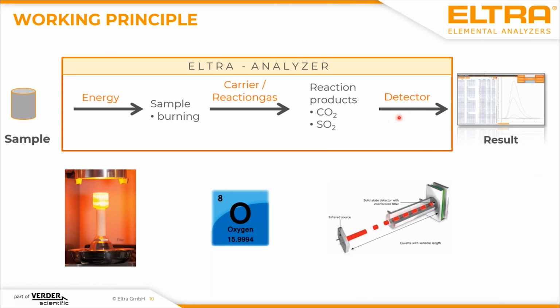SO2 is sulfur oxidized by the oxygen stream. And then these two gases come to the detector, and the detector is looking at these special gases, so it can distinguish between CO2 and SO2 so that they don't influence each other. From this, the detector makes the signal which we see, and we come to the result, to the concentration of our element carbon and the element sulfur.